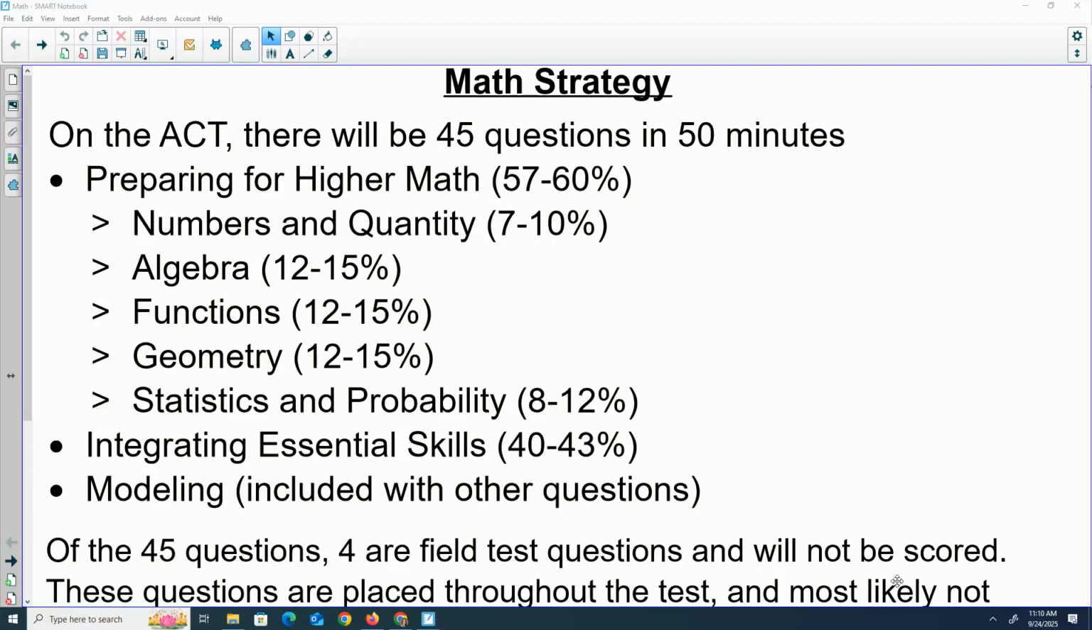Questions, the new one's only 45. So it took off 15 questions, and your time goes down to 50 minutes. So you have a little over a minute per question, so a little more time allowed on it.